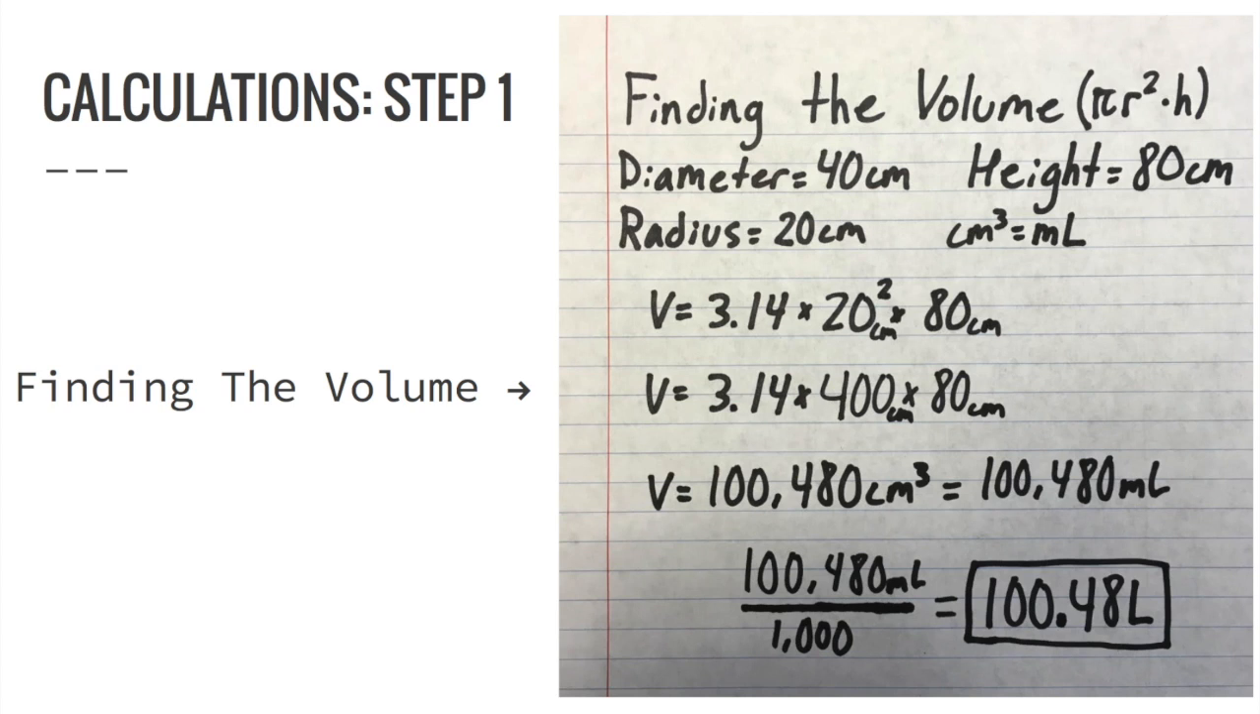20 squared equals 400, which brings us to the next step. And then you multiply 3.14 times 400 centimeters times 80 centimeters. This brings you to a total of 100,480 centimeters cubed. Centimeters cubed is equal to milliliters, so it's also 100,480 milliliters. Divide this by 1,000 to get liters, and you get 100.48 liters.